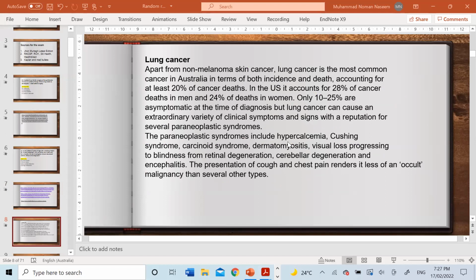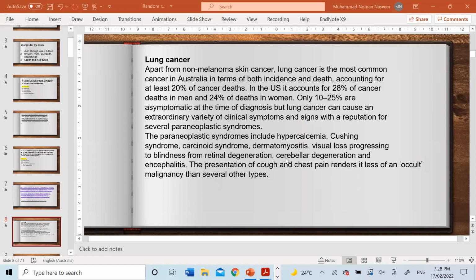Paraneoplastic syndromes include hypercalcemia, Cushing syndrome, carcinoid syndrome. It is one of the tumors of the GI tract and it causes flushing, dermatomyositis, visual loss progressing to blindness from retinal degeneration, cerebellar degeneration, and encephalitis.